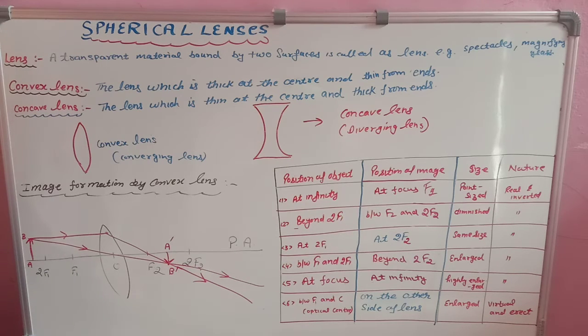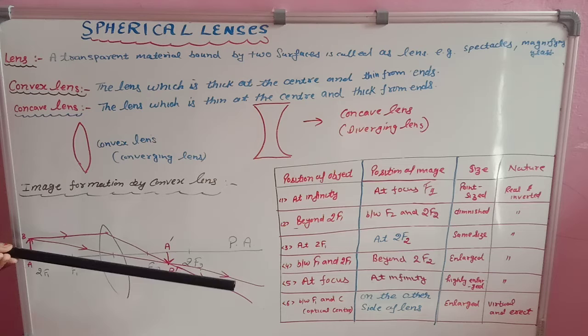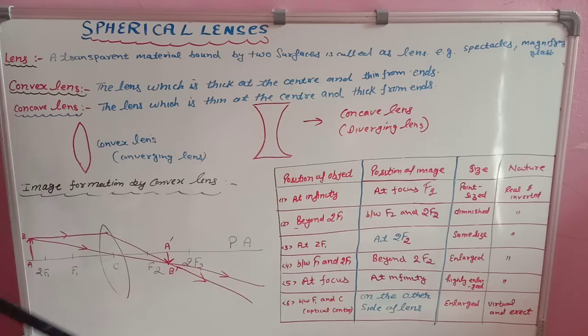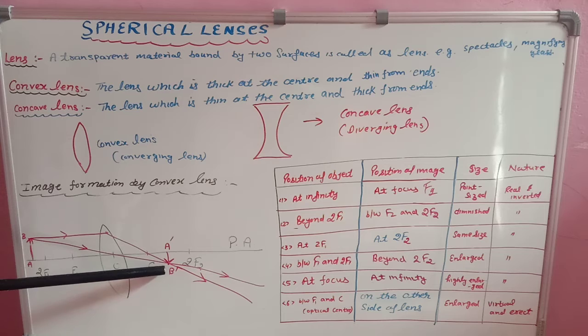So once again I am telling you the formation, that first of all you have to take your object beyond 2F1, AB. First ray will go straight, it will pass through F2. You can take help of scales also. Second ray will go to center, optical center, and it will go straight. No need to think anything. Just draw a straight line with the help of your scale. Okay, but keep in mind you have to cut the first ray between F2 and 2F2. So it will cut between F2 and 2F2.